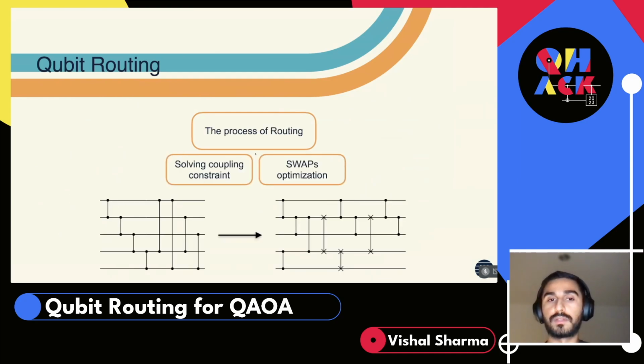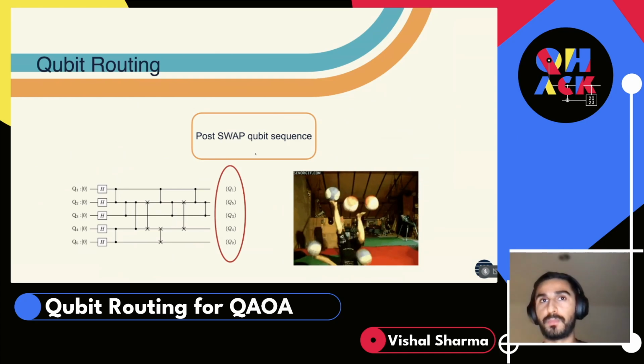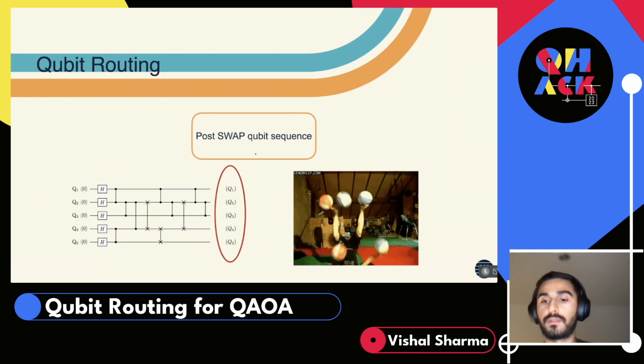The other process is the process of routing. So you solve the coupling constraint, and then you do swap optimization to translate your circuit. And then the final thing is obviously the post-swap qubit sequence, right? So remember I said in the beginning, when you apply swap gates, the position of the qubit changes, right? So you need a mechanism where you can track what the final order or the final sequence of those qubits looks like after the shuffling.